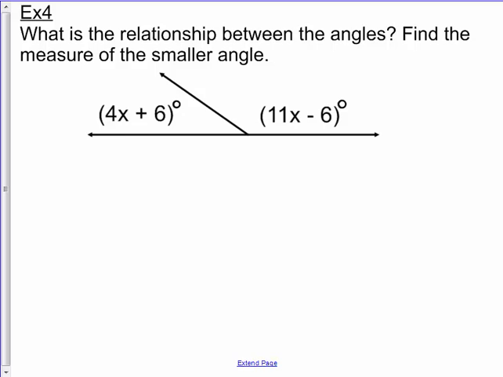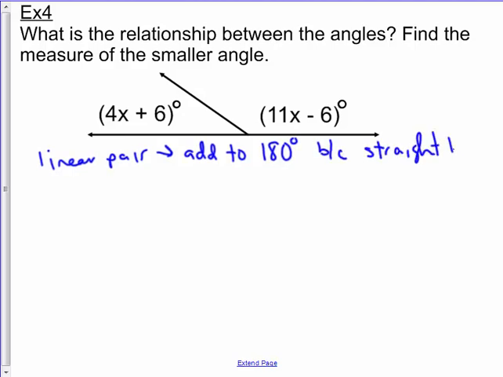Our last example, example 4 here, it says, what's the relationship between the two angles? So they are a linear pair. When I put them together, they make a line. They have an adjacent side, a side that's common between them, and they make a line here. So what do we know about a linear pair? They add to 180 degrees because a straight line is 180.